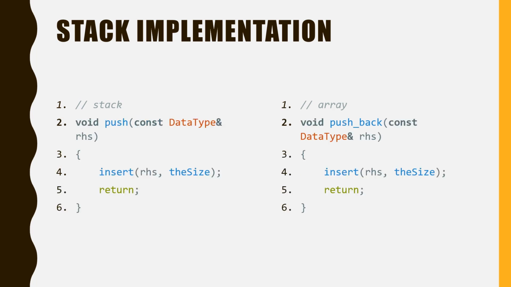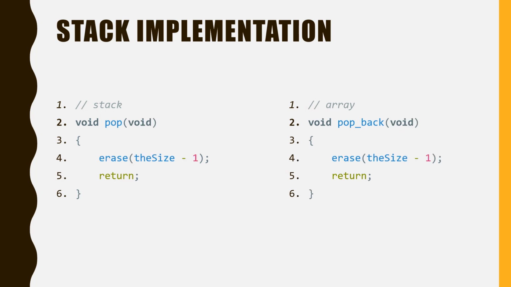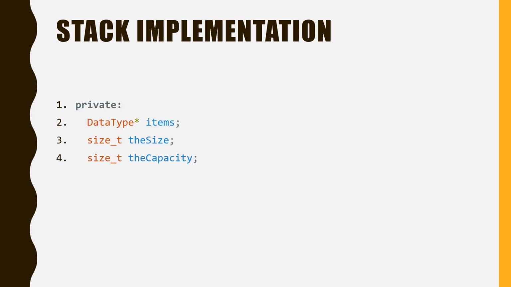Similarly, for the push function, we are trying to add a data element to the end of the array. It is therefore identical to the pushback operation of vector. Finally, for the pop operation, it removes the last data element from the array and is identical to the popback function of vector. The private members of stack is also the same as the vector.